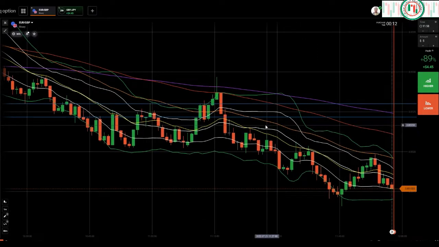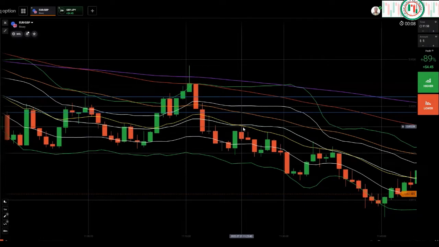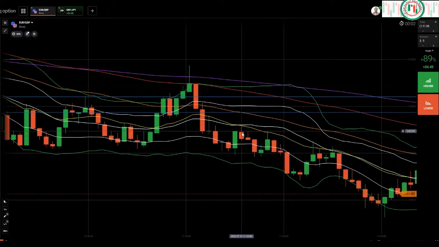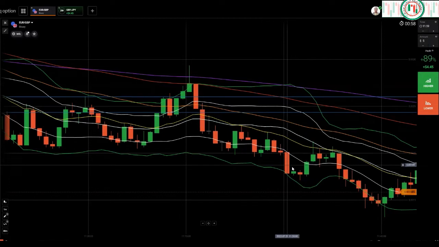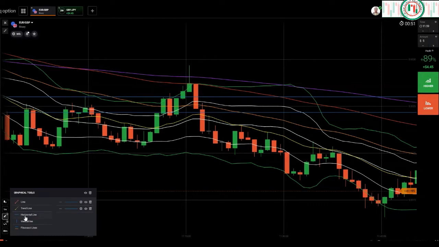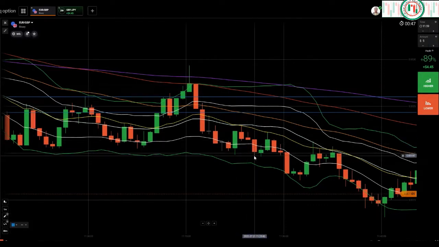So let me show you another one. Here you see any engulfing. Yes, here is engulfing. This is engulfing. This is another engulfing, because we are in a strong downtrend. So let me draw it here. This is not a nice one, but we can use this one.